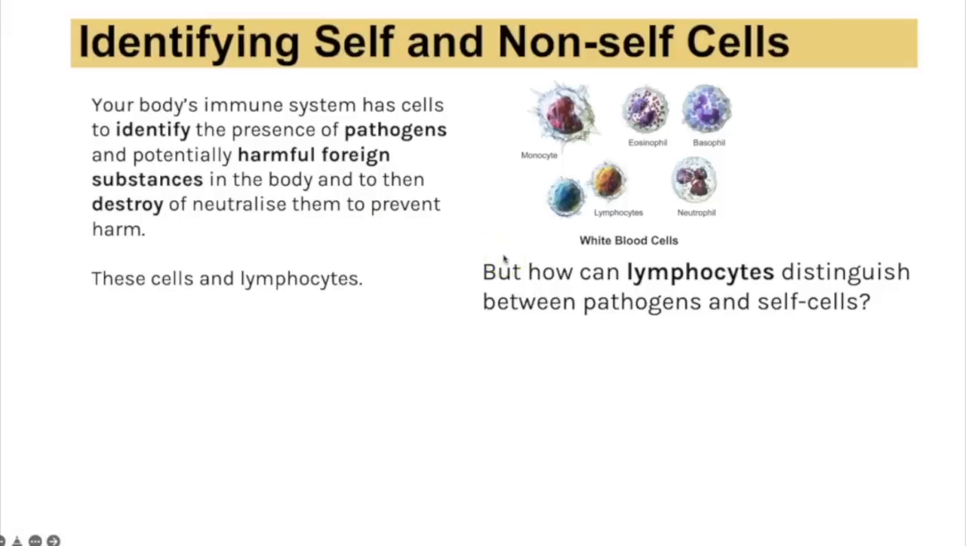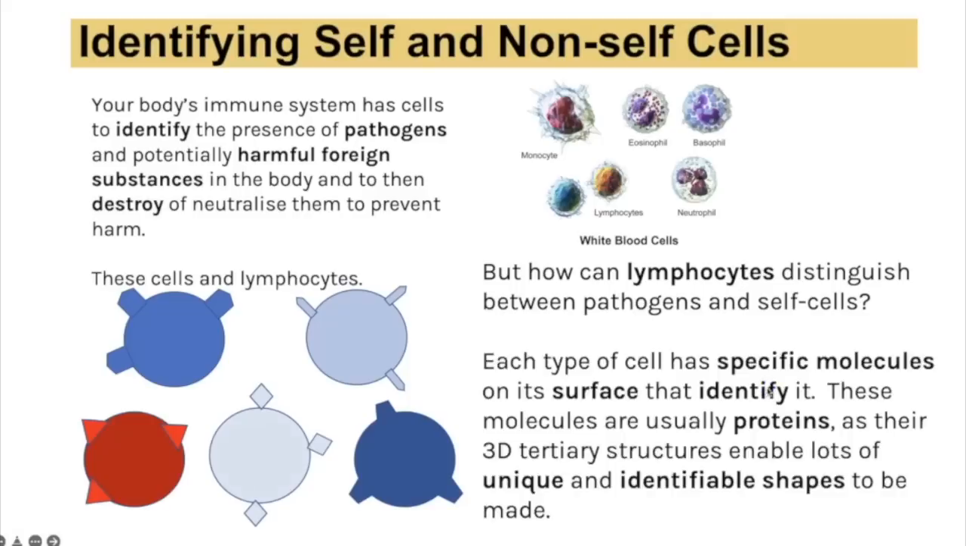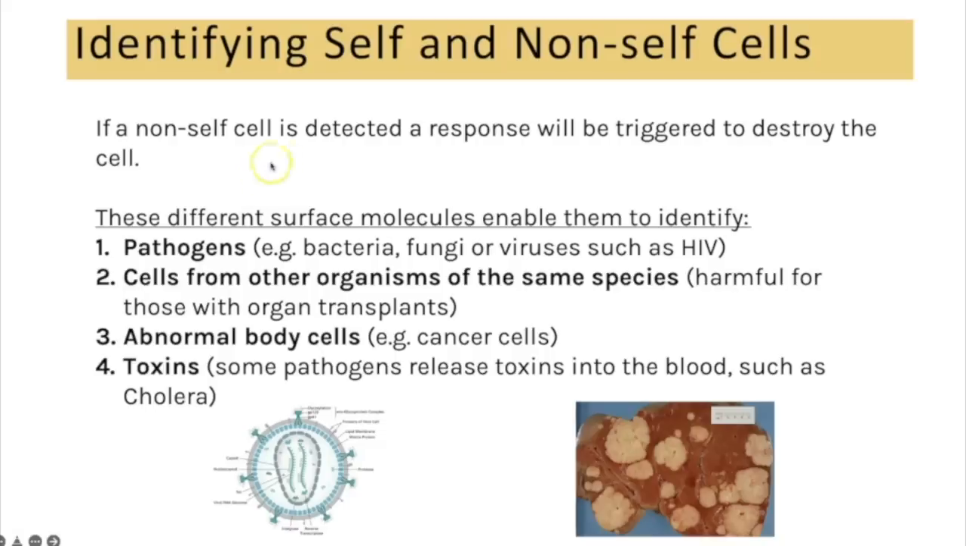But how can lymphocytes actually distinguish between a pathogen and your own body cells? Well, each type of cell has specific molecules on its surface that identify it. These molecules are usually proteins, so they have a unique 3D tertiary structure. This is how they can identify whether it is an antigen from a pathogen or one of your self-antigens. If a non-self cell is detected, a response will be triggered to destroy that cell.